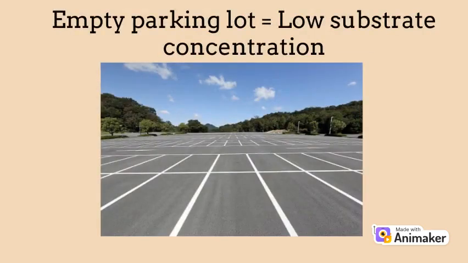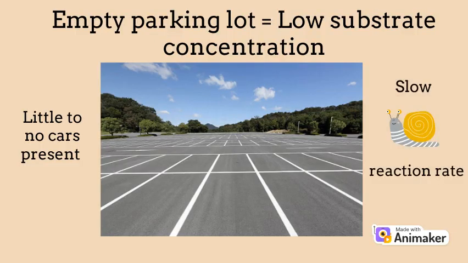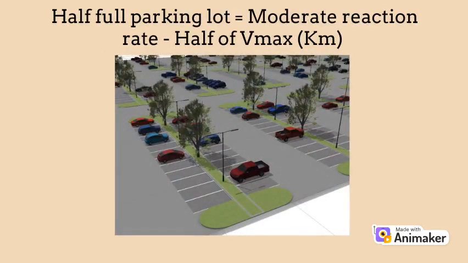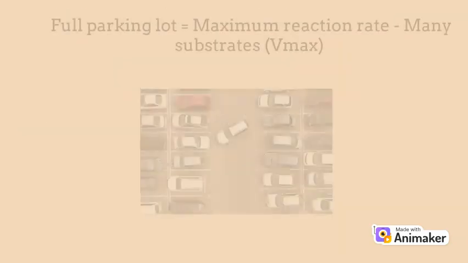To get a better understanding of this equation, imagine an enzyme is like a parking lot and the cars are the substrate molecules. At first, there are only a few cars, so it's easy to find a spot, and the cars can park quickly and efficiently. This is an example of low substrate concentration, and the reaction rate is slow. As more cars arrive, more spots get filled, and the fewer spots there are readily available. The parking slows down because cars are starting to wait. This is an example of Km, or half of Vmax.